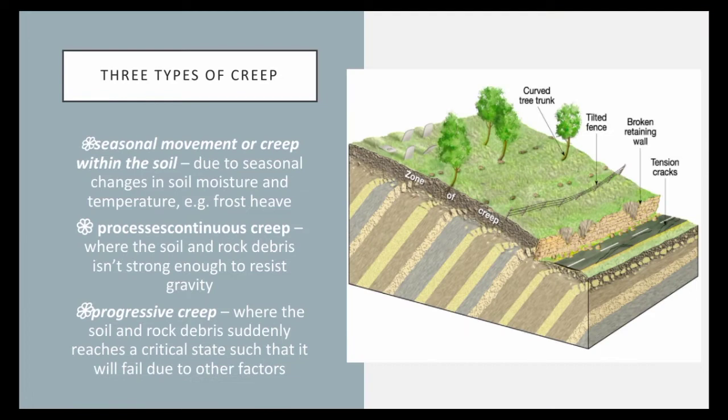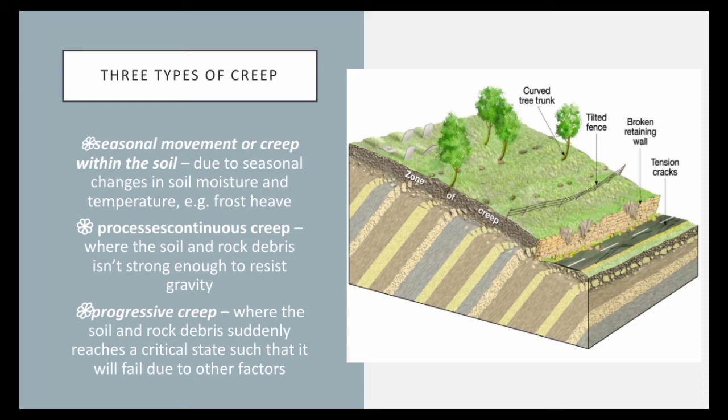So, meron tayong three types of creep. First is seasonal movement or creep within the soil. Second is processes continuous creep. And lastly, progressive creep. So first, dito tayo sa seasonal movement or creep within the soil.